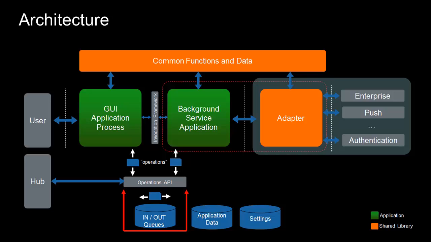I'll start with a high-level overview. Then I'll take a closer look at each of the key architectural components one at a time. Our application has two key parts, and these are shown in green. An application which provides the GUI for the users to interact with, and a headless service which runs in the background.